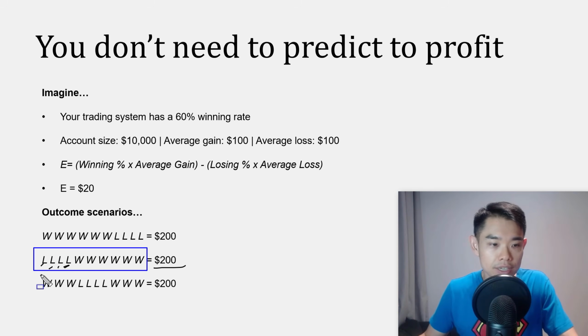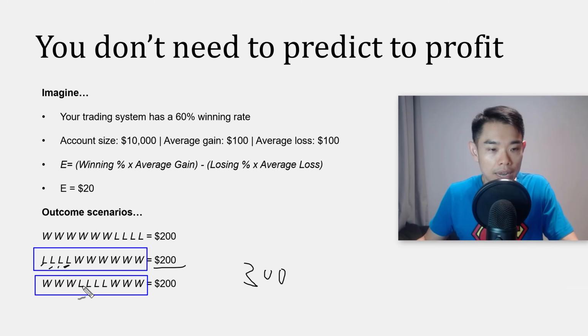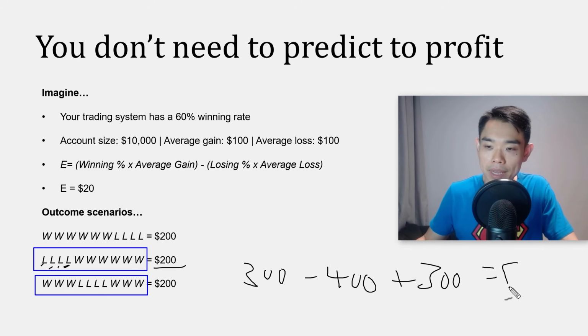And finally, the third scenario, same thing. If you have, let's say, 3 winners in a row, you're going to get $300. Then followed by 4 losing trades, you minus $400. And then finally, you have another 3 winners in a row, plus $300. You end up making about $200 in profit as well.